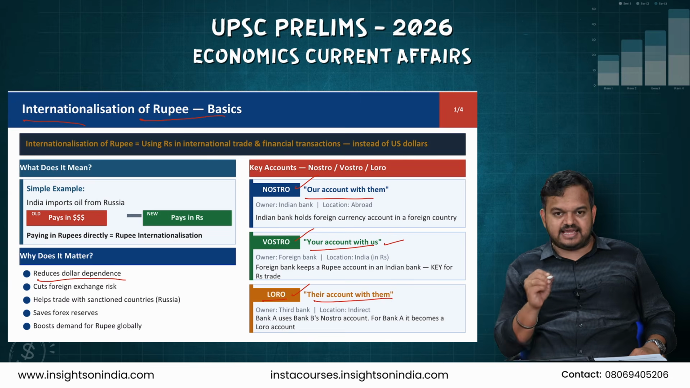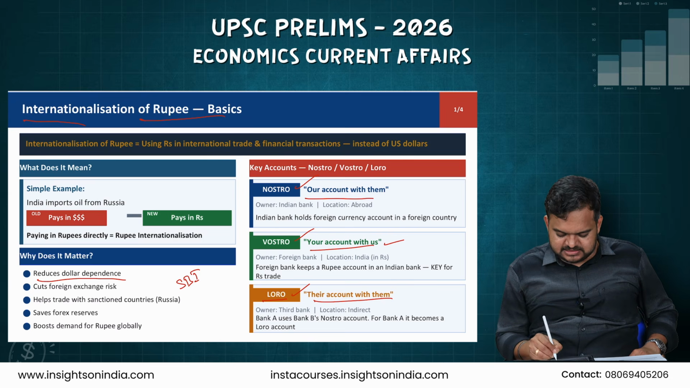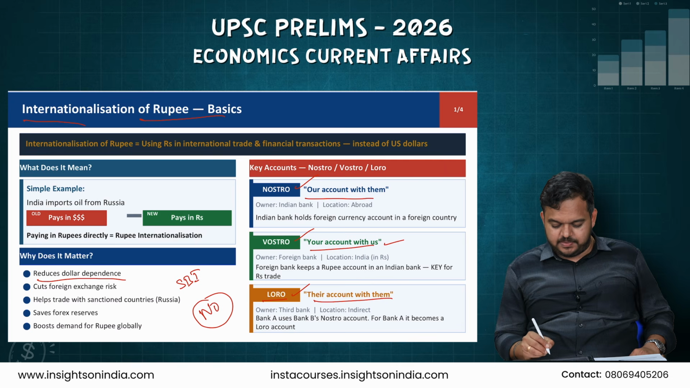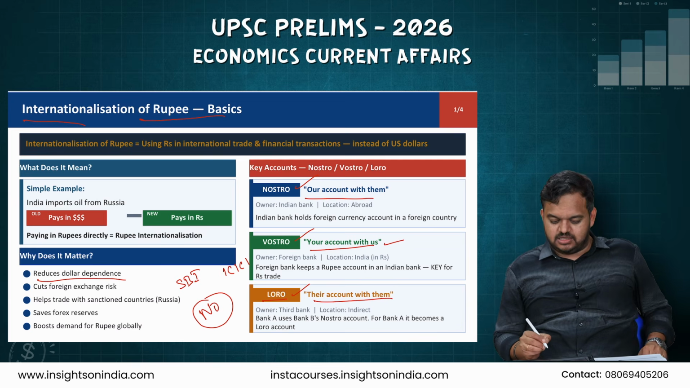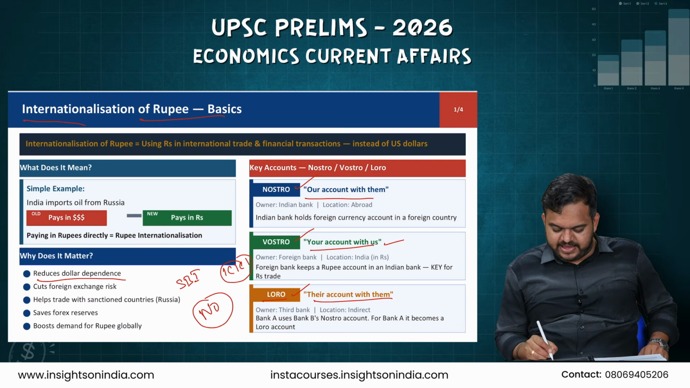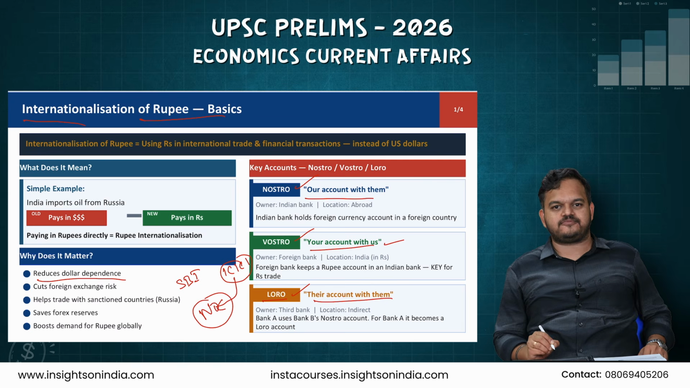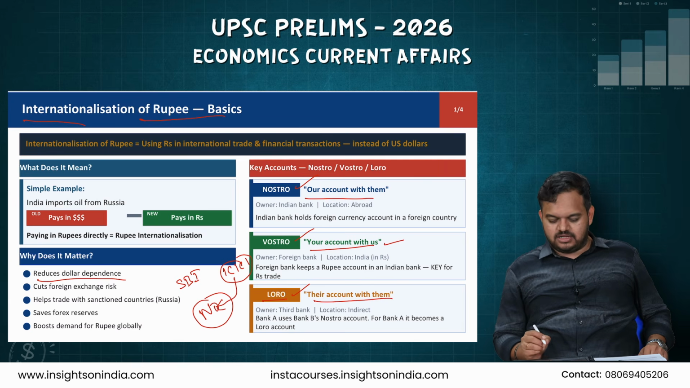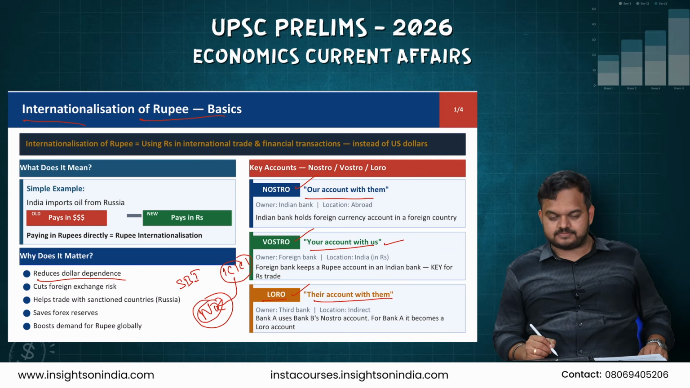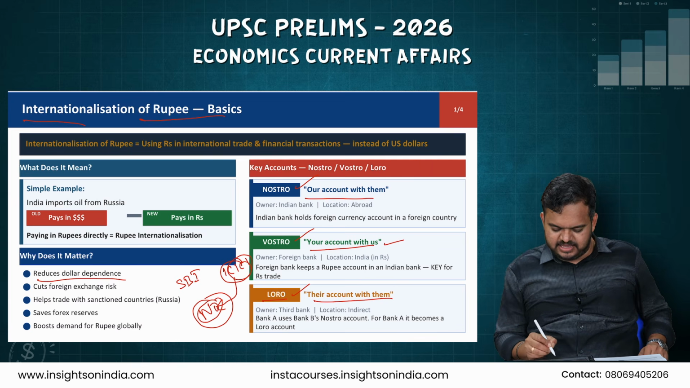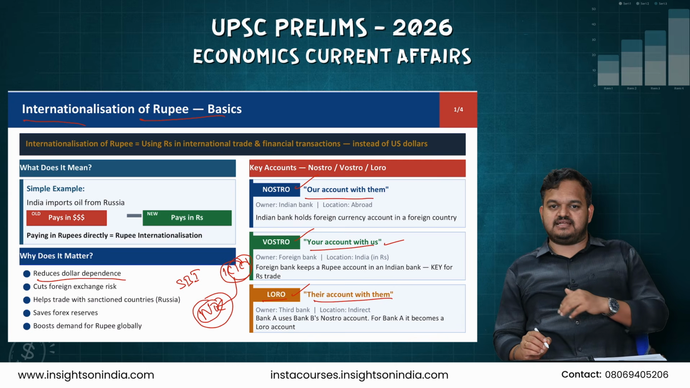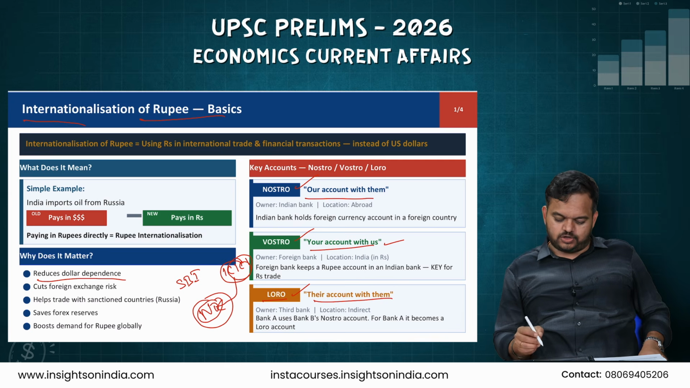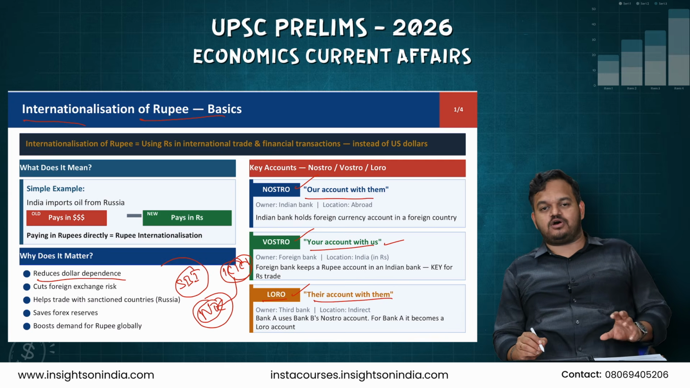And the third type of account is called the Loro account, meaning their account with them. Let's say SBI has a Nostro account in Russia, but there is another bank called ICICI. It does not have a Nostro account in Russia, but it has to do some transactions in Russia. For that purpose, ICICI Bank is going to use this Nostro account. Got it? So that is called a Loro account. It is going to park the money in SBI's Nostro account. That is why it is called a Loro account. ICICI does not have its own Nostro account, but it is going to use the existing Nostro account of some other bank.